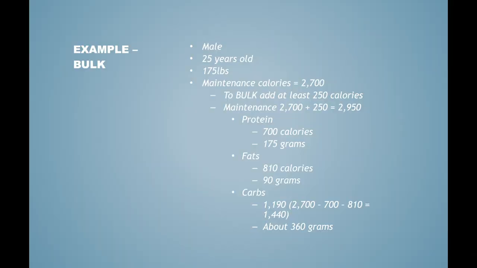Now I like to go a little bit steadier. I like to shoot more for a quarter pound to a half a pound a week. So that's why I like to cut it in half, be more around the 250, 300 range. So for our example, this 25-year-old male, 175 pounds, if he was to bulk, his calories should be somewhere around the 2,950 up to 3,050 calories to have a lean bulk.